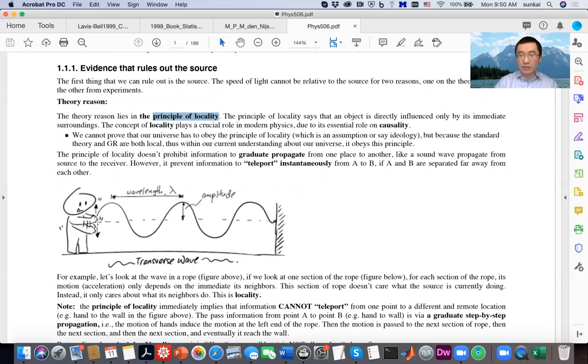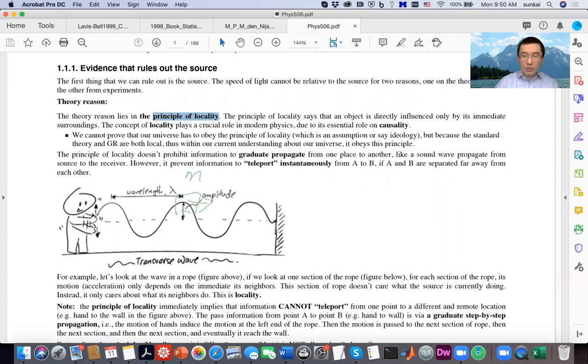The reason is that when we measure the speed of a wave, say for this section, we are measuring how fast this part of the oscillation is moving along the rope. If we are doing a measurement here, according to the principle of locality, it should only be influenced by its neighboring areas.